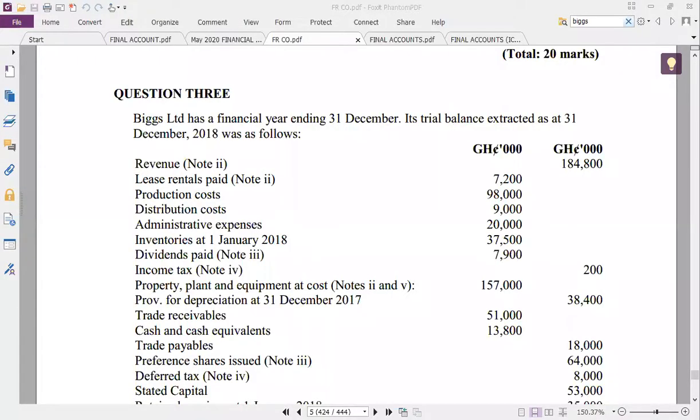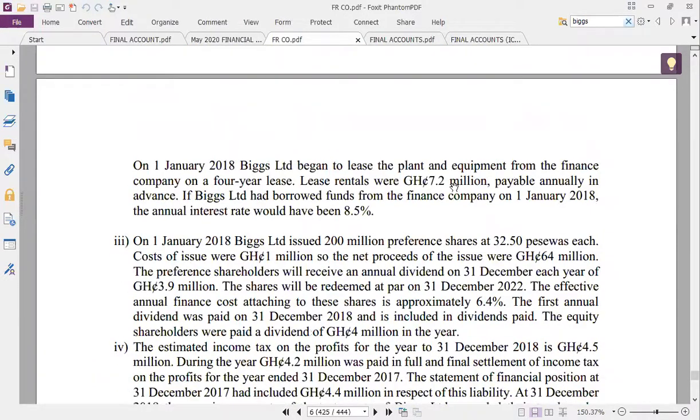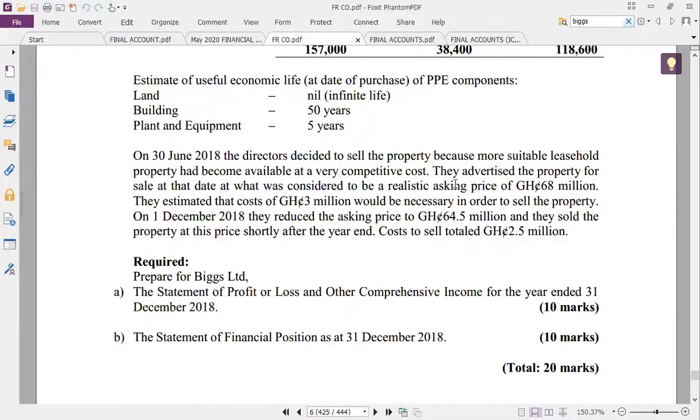put some few stuff together for Bix. So Bix Limited. This very question. We have gone through this already, so we will just have to scan through this. And I believe strongly that you've gone through it after our last section. So I'm going to prepare the statement of profit or loss and other comprehensive income for the year ended 31st December 2018. Good.